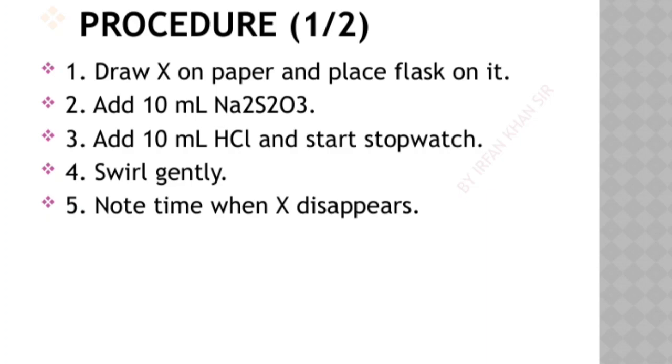First, draw an X on your paper and carefully place the flask on top of it. This helps us keep everything in a consistent position for the experiment. Next, add 10 milliliters of sodium thiosulphate, or Na₂S₂O₃, into the flask. This chemical plays a key role in the reaction we're about to observe.